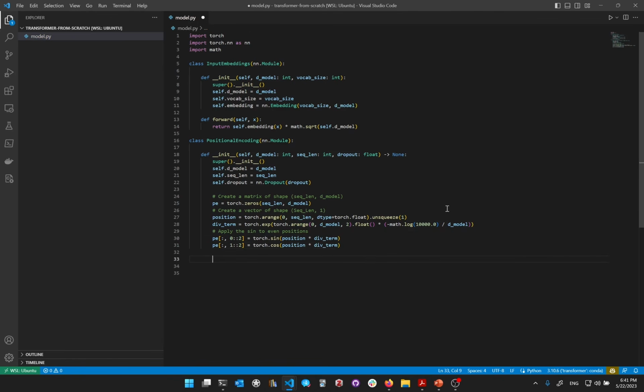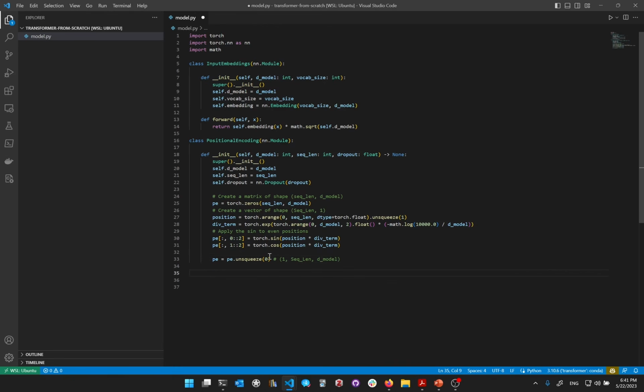And then we need to add the batch dimension to this tensor so that we can apply it to the whole batch of sentences, because now the shape is sequence length to D model, but we will have a batch of sentences. So what we do is we add a new dimension to this PE, and this is done using unsqueeze in the first position, so it will become a tensor of shape 1 to sequence length to D model.